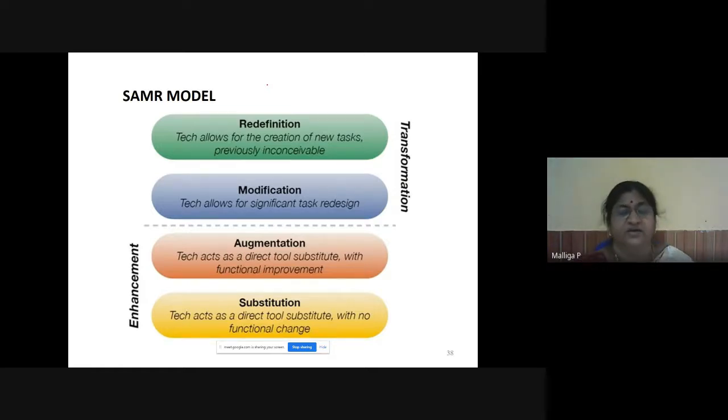For example, I'll tell you, right? This is a model called the SAMR model, where you are going to use technology in your teaching learning process. Instead of telling them to write it on paper, let us say you are telling them to type and send it as a document file or a PDF file. Okay, that is a mere substitution.